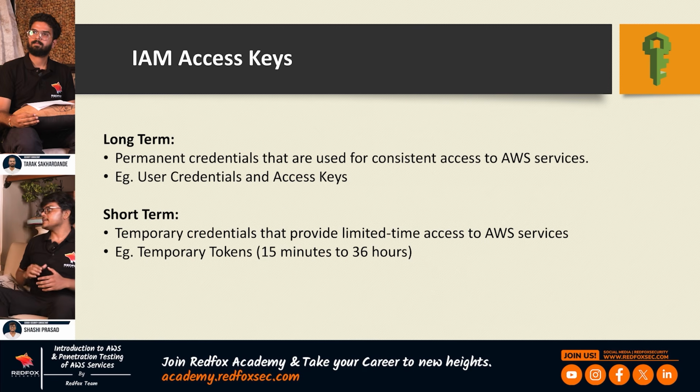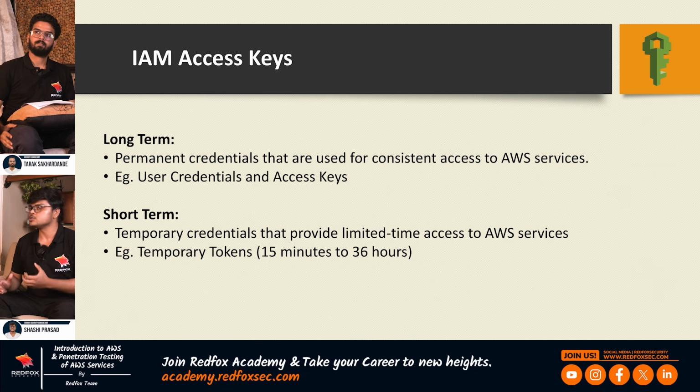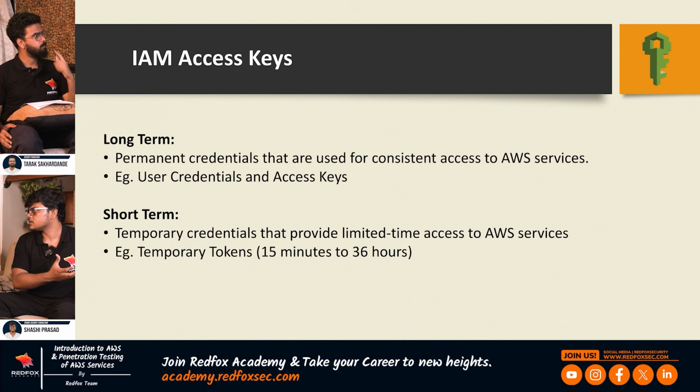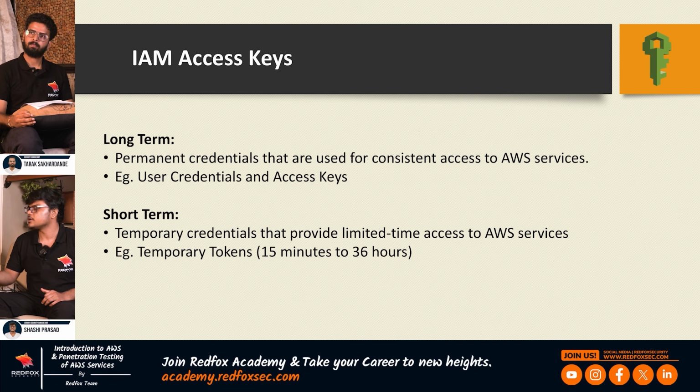Then we have access keys in AWS. How can a user log in? They need credentials. AWS provides two types of keys, called long-term keys and short-term keys. Long-term keys are used for consistent access to AWS resources or services. There are two types of long-term keys. The first one is your user credentials, your normal username and password. Apart from that, AWS also has access keys, which are also long-term keys, which you can use to programmatically access AWS resources or services. It's just a key ID and a secret key that you can use.